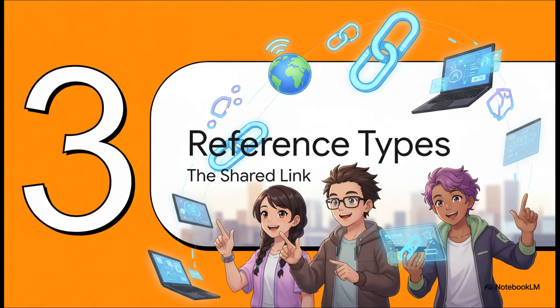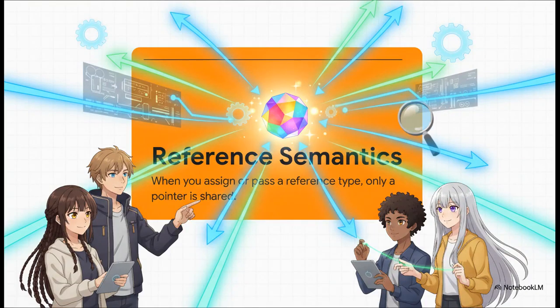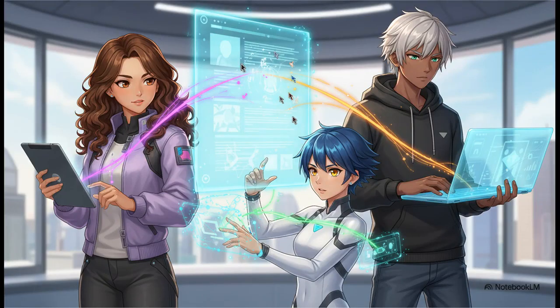Okay, so that's one side of the coin. Now let's talk about the other, reference types. And for this one, I want you to completely forget about the photocopier. Instead, I want you to think about sharing a link to an online document. You see, with reference semantics, when you make that assignment, you are not getting a new copy of the data. Instead, you're just getting a new pointer. Think of it like another label or another shortcut that points back to the one and only original piece of data living in memory.